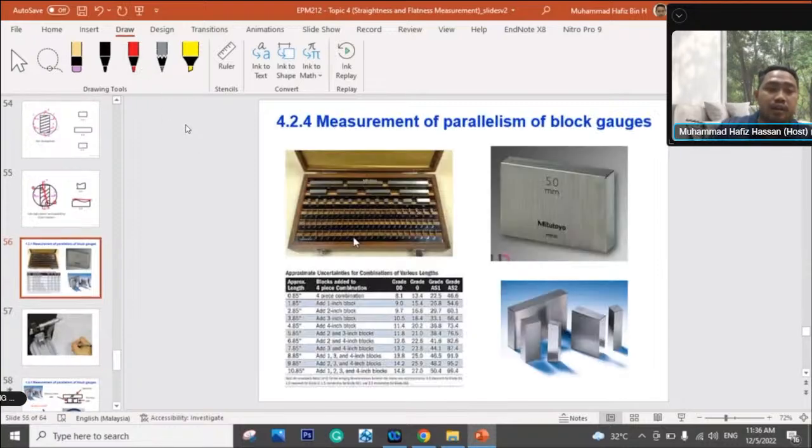So this is a measurement of the parallelism of a block gauge, and the types that we use in order to measure the flatness of the surface. For calibration, you also use a parallelism block gauge. This is perfect and is supplied by the suppliers. They make it with very precise instruments. We call that the optical flat. You put it on the parallelism block gauge, and we can see maybe several fringes, or maybe no fringe on it.